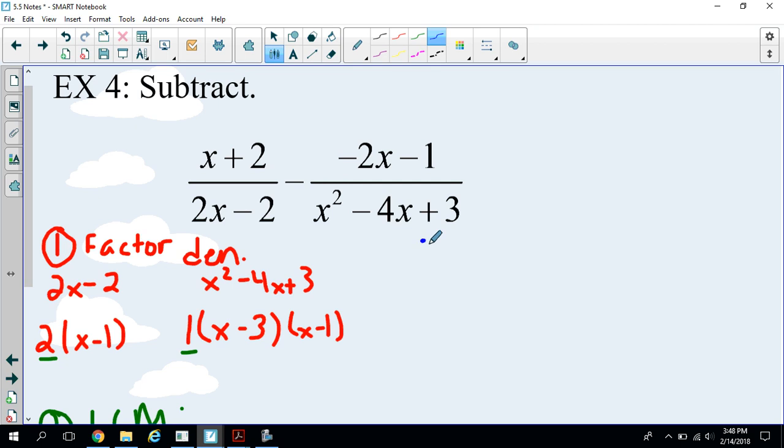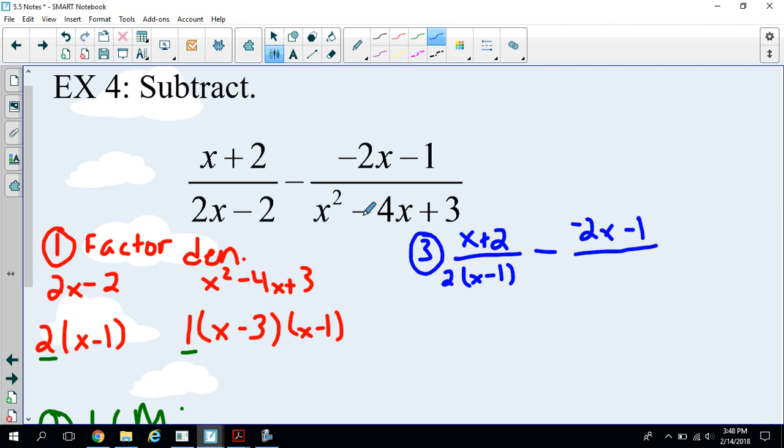Okay, so doing part 3, what I'm going to do is rewrite my fractions so that my denominators are in factored form. So I have x plus 2 all over 2 times x minus 1. So just rewriting my denominators in factored form. Don't forget this is a minus and then a negative 2x minus 1, all over, factoring my denominator here, which we've already done, x minus 3 times x minus 1.